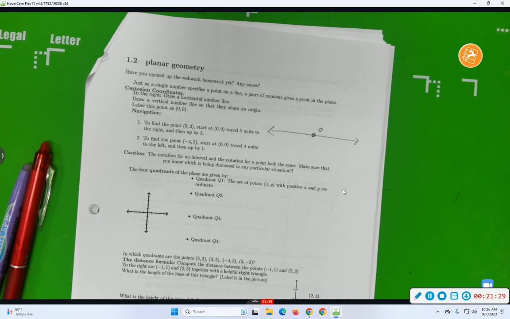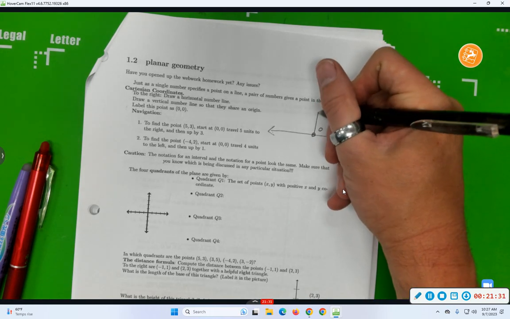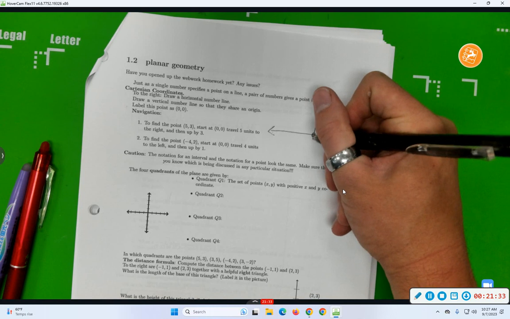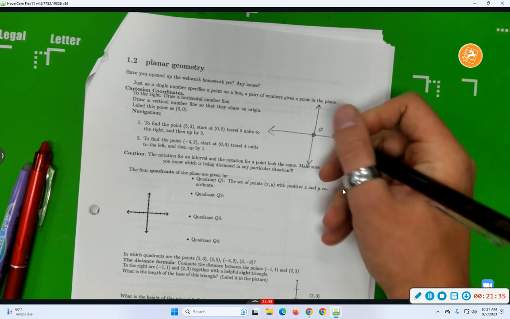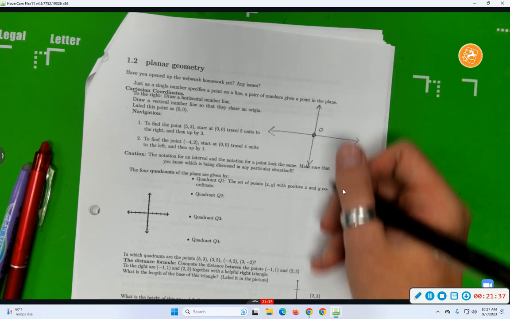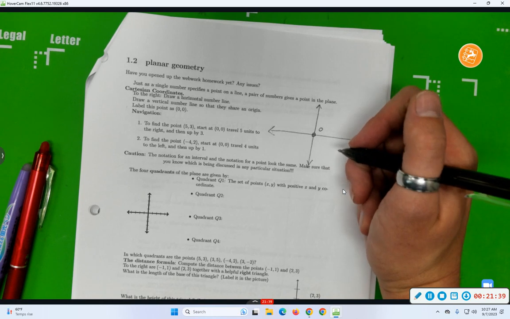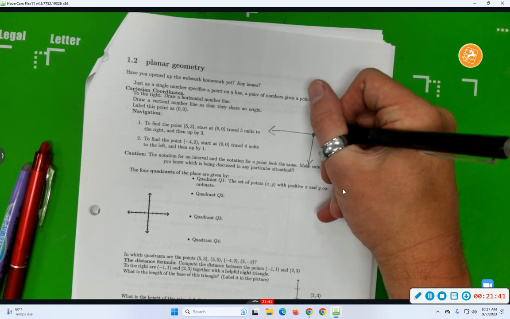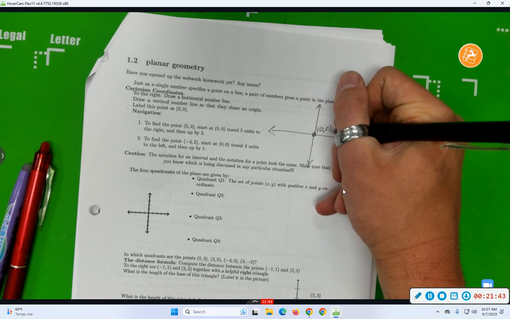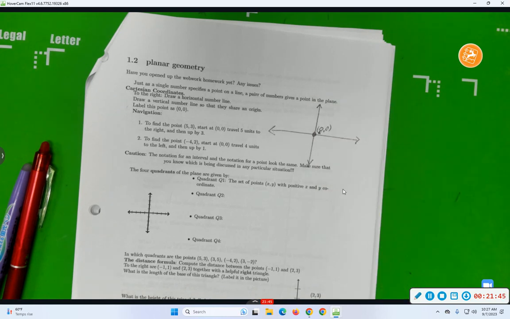I'll specify which point I want to call 0. Next, I'll draw a number line perpendicular to that number line. Those two things are perfectly perpendicular. It's a 90-degree angle. I won't have anyone tell me otherwise. So that they share the same origin. They both have the same 0. I'll call that point 0, 0.